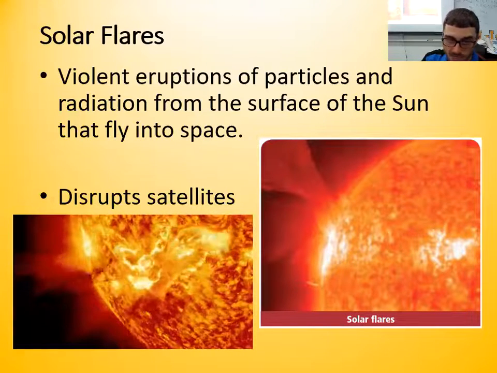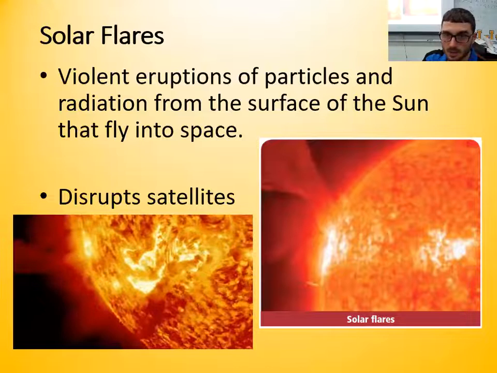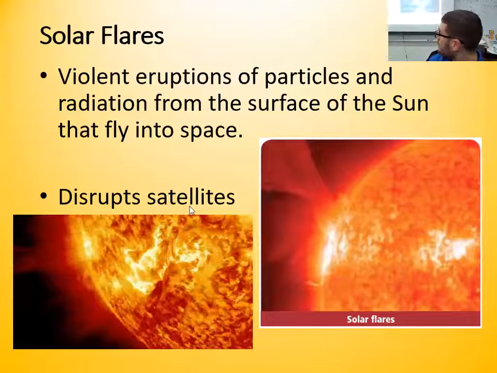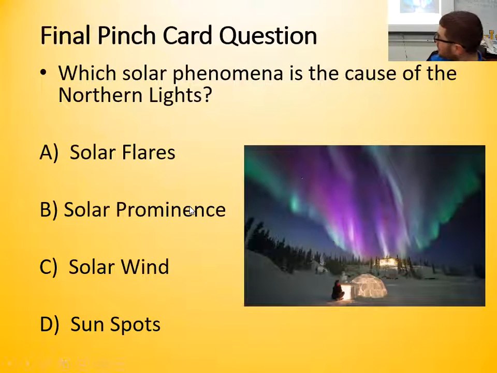Let's do our last question of the day. It looks like no one's had a question in the chat. Before we sign out here, last question for our participation. Which solar phenomena is the cause of the northern lights or the auroras? Is it A, solar flares, B, solar prominence, C, solar wind, or D, sunspots? What is your answer? Please put your answers in the chat. I need answers in the chat for participation. Last activity of the day.